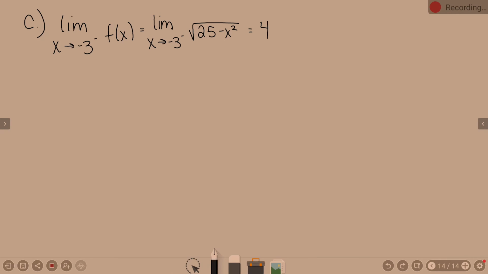Okay, now I'm going to look at the limit as x approaches -3 from the right. What is the right-hand piece of -3? According to our piecewise g of x function, that is x plus 7. So what is the limit as x approaches -3 of x plus 7? -3 plus 7, which is 4.